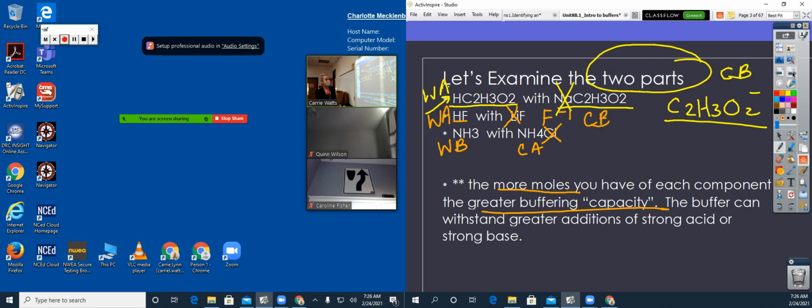Okay? So we looked at the two parts in the video. Okay? I showed you yesterday that you have a weak acid and its conjugate base. Okay, here's another weak acid, conjugate base. And then here's a weak base with its conjugate acid. Okay, so those are examples of buffer solutions. Okay, interesting fact that the more moles you have, the better the buffer. So you don't want a really, really small amount of moles. You want large moles, okay?